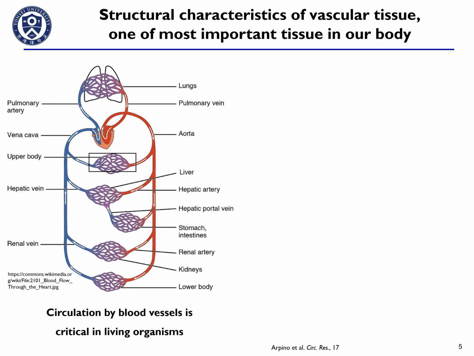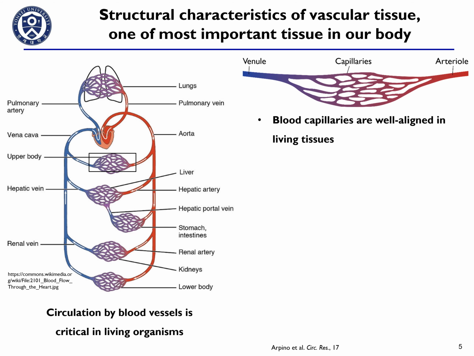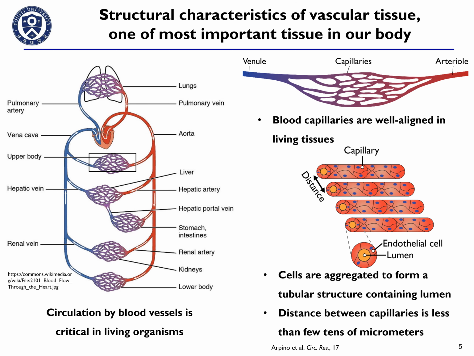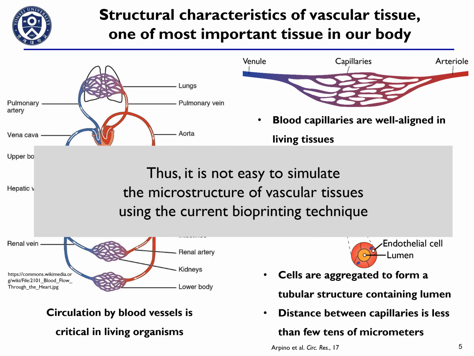In our body, circulation of nutrient, oxygen, and waste is governed by our blood vessels, and the blood capillaries play a critical role in the mass exchange between the tissues and blood vessels. They are highly aligned in our body and consist of cells which are aggregated. They are spaced with a distance less than 100 micrometers. Thus, using the conventional bioprinting technique, it is not easy to simulate the structure of capillaries.